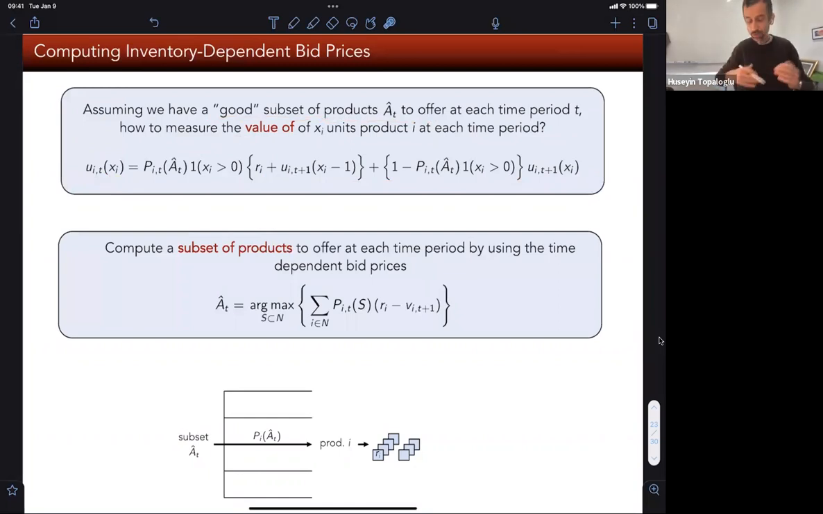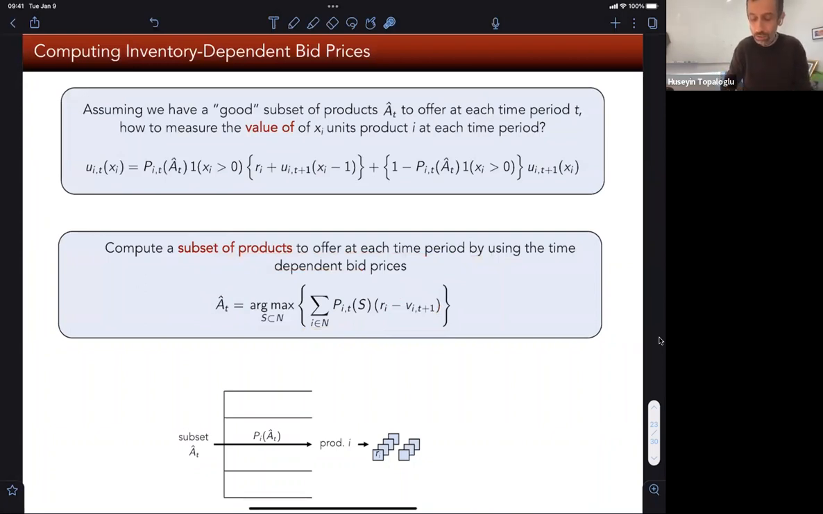The second question is kind of the reverse question. How do I compute a good subset of products to offer at each time period T? And the answer to this question is to just find an assortment that maximizes the net expected revenue contribution. But here I'm going to continue using my time-dependent, but not capacity-dependent bid prices. So I'm going to continue using my time-dependent bid prices to compute my ideal assortments. Okay. So again, that's my second question, and that's my second answer.